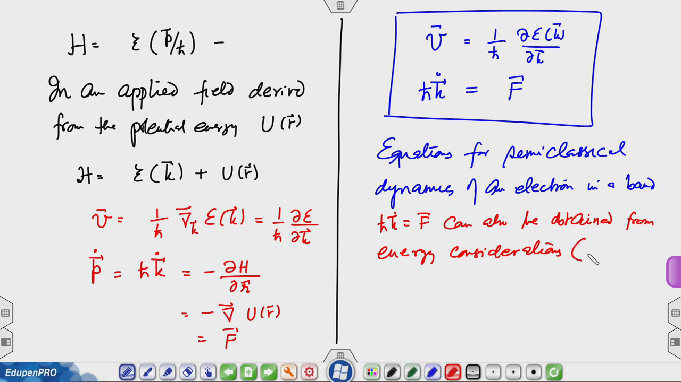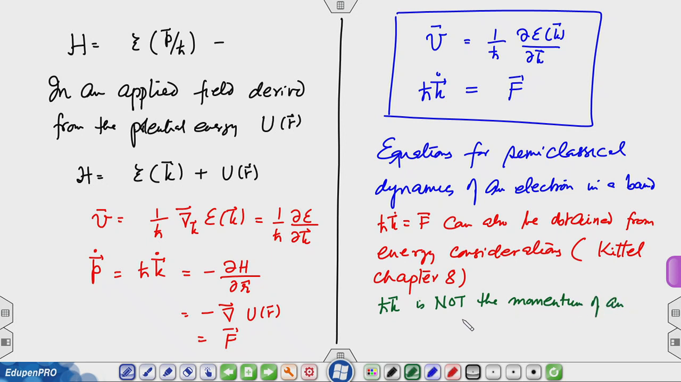And for that I refer you to Kittel, chapter 8. I also would like you to keep in mind that h cross k is not the momentum of an electron, because it is not the expectation value of the momentum operator.